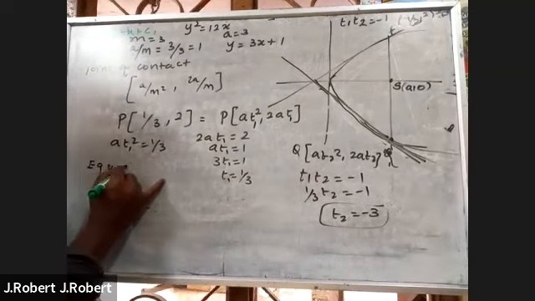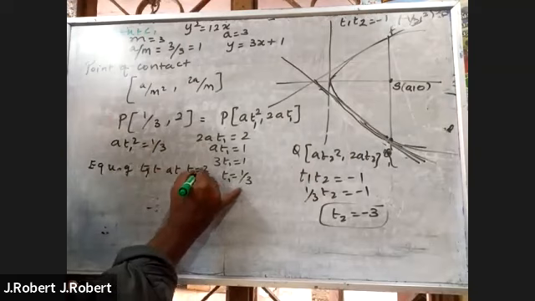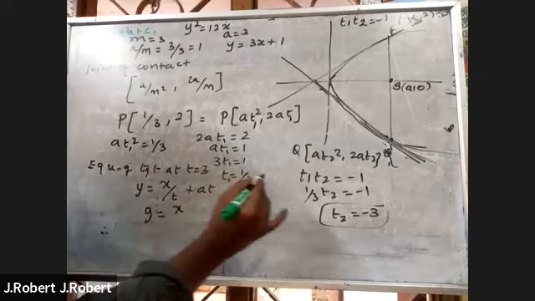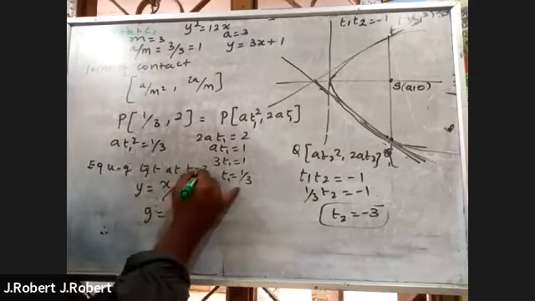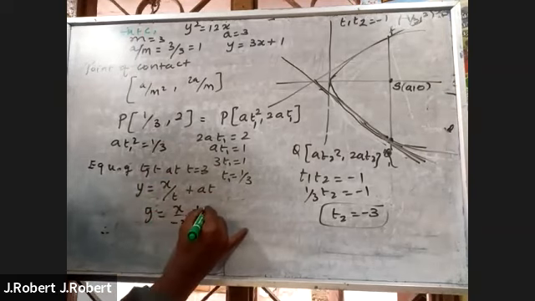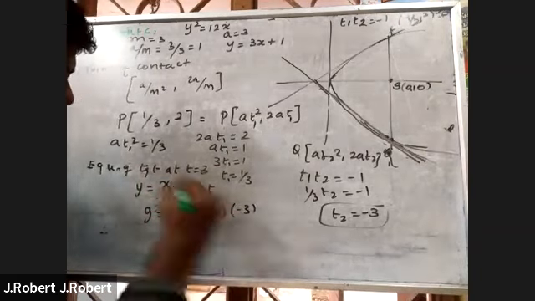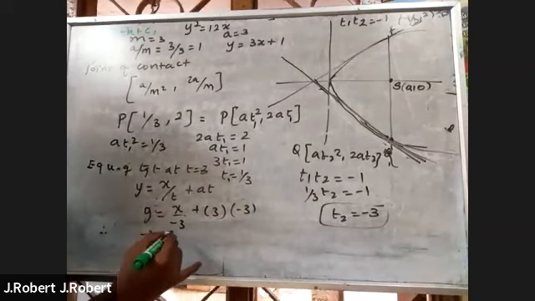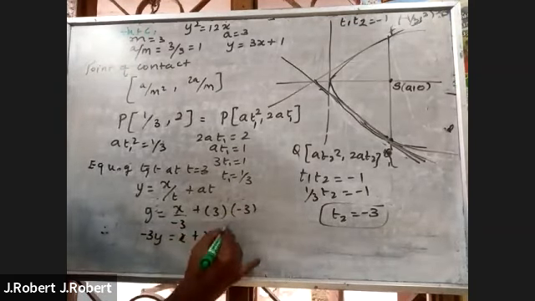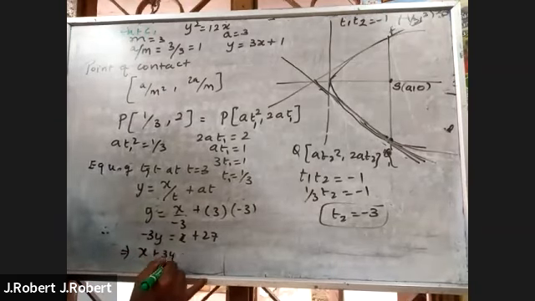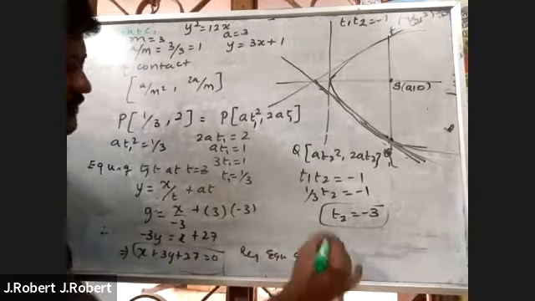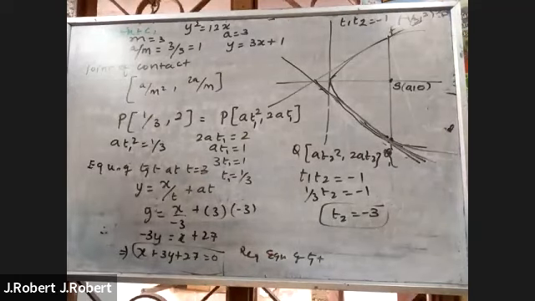Now the equation of tangent at t equal to minus 3. The formula for the equation of tangent is y equal to x by t plus at. So wherever t comes, you put minus 3. The value of a is 3 and t is minus 3. Now you cross multiply: minus 3y is equal to x, 3 threes are 9, 9 threes are 27, plus 27. Therefore, you can write this as x plus 3y plus 27 equal to 0. This is the required equation of tangent. Please take note.